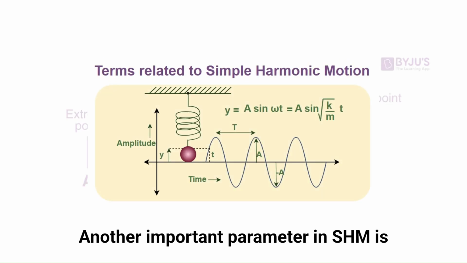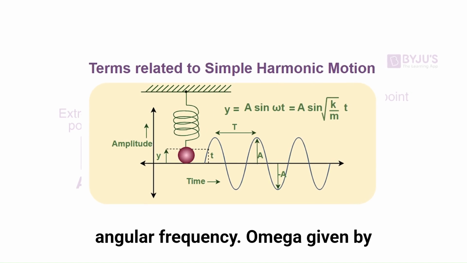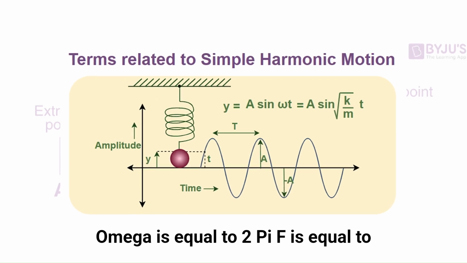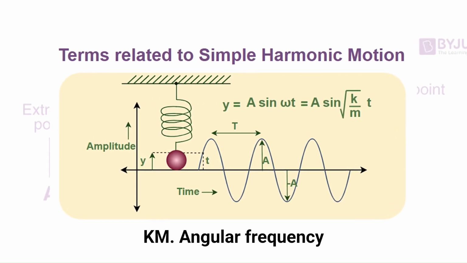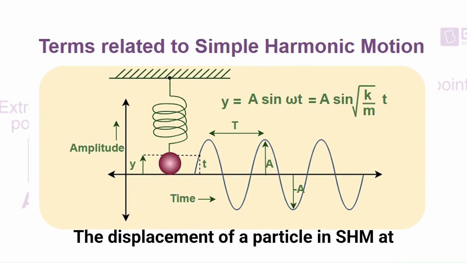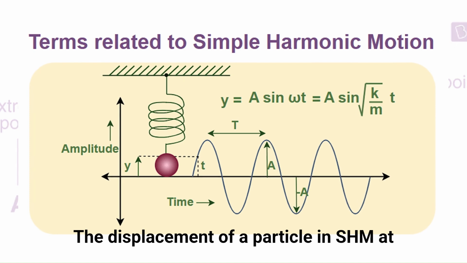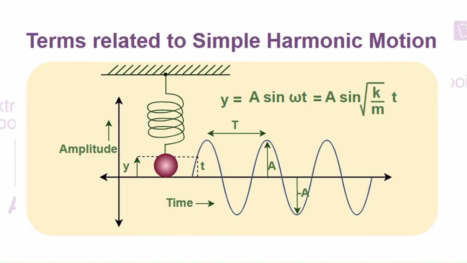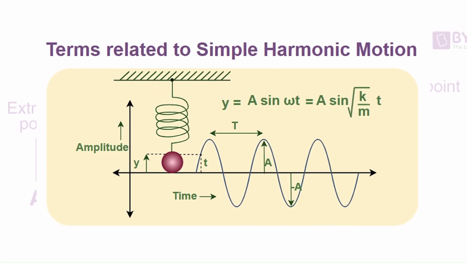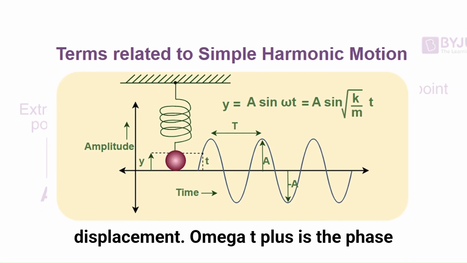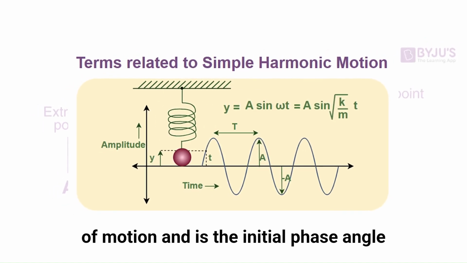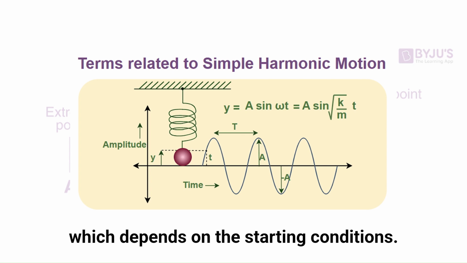Another important parameter in SHM is angular frequency, omega, given by ω = 2πf = √(k/m). Angular frequency determines how fast an object oscillates. The displacement of a particle in SHM at any time t is given by the equation x = A cos(ωt + φ), where A is the amplitude, the maximum displacement, ωt + φ is the phase of motion, and φ is the initial phase angle, which depends on the starting conditions.